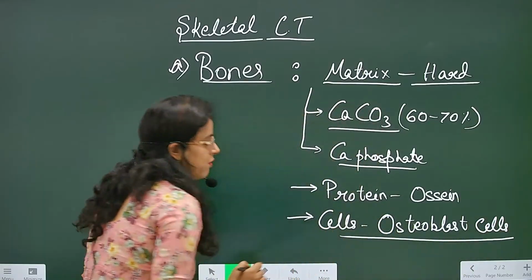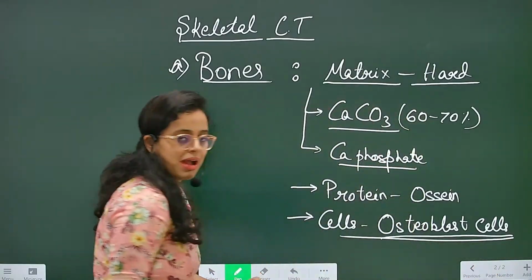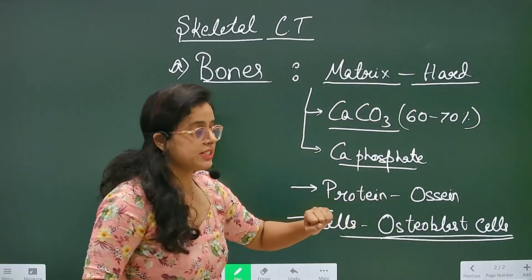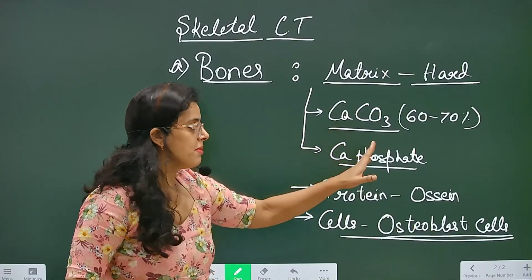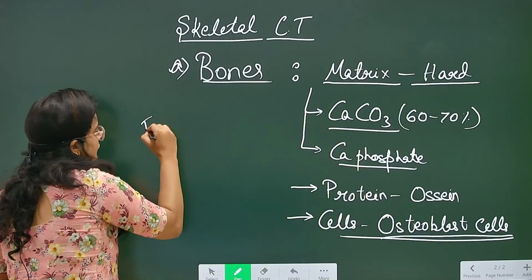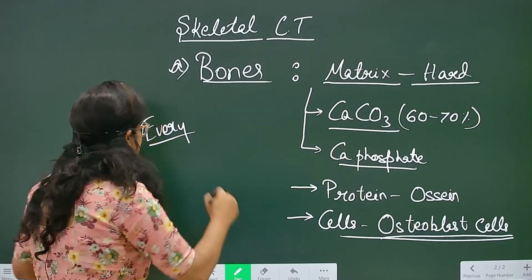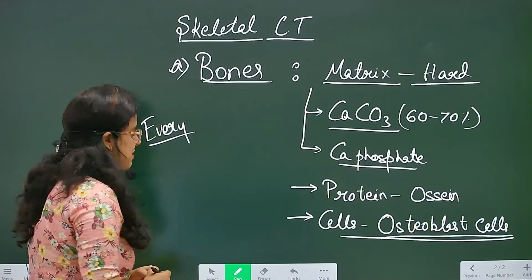These are the ones which lay the matrix. Osteoblast cells are present in this matrix, the protein ossein is present in the matrix, and calcium carbonate and calcium phosphate. So this is the reason every day we have to drink milk or eat calcium-rich vegetables or eggs.